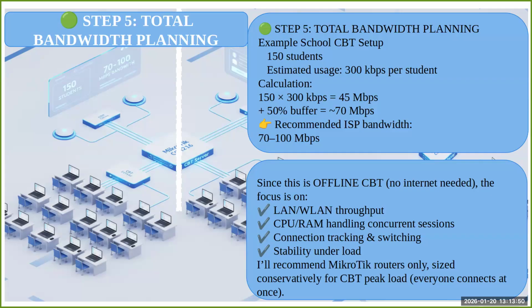Since we are looking at it offline. Number one, our LAN or our wireless, the throughput. If we say our LAN, our wireless, from the router to the switch and to the access point, what technology are we running? Are we running gigabit? What kind of access points do we have? And what kind of switches do we have?